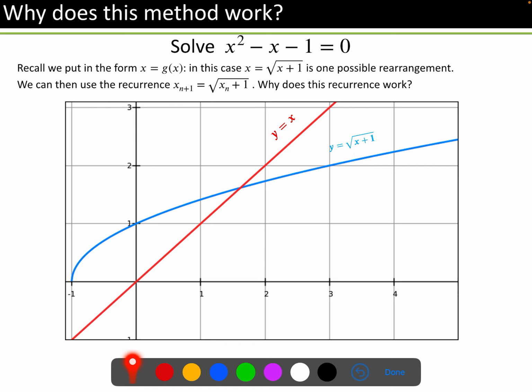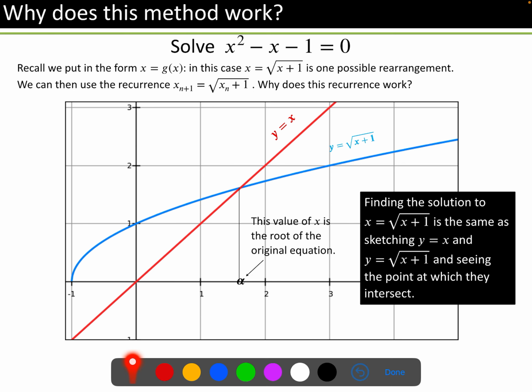So let me show you how it works. Do I have a starting value? So this, this is what we are trying to find, okay?